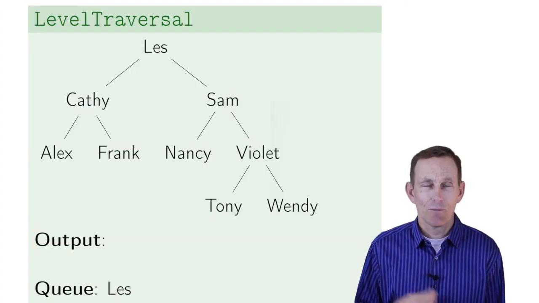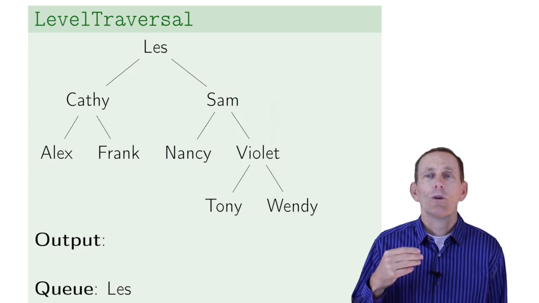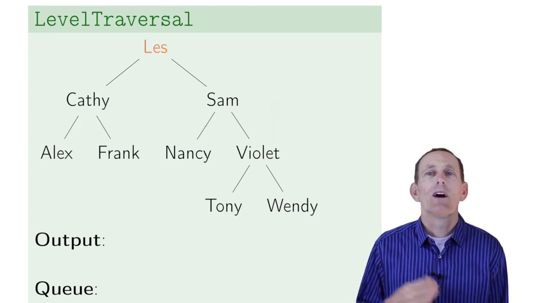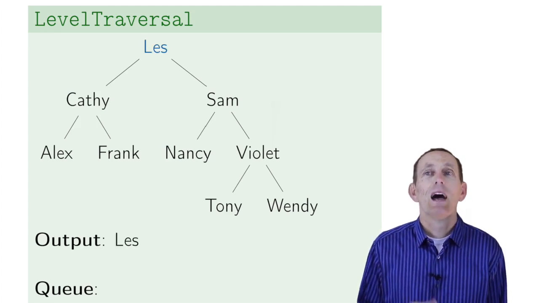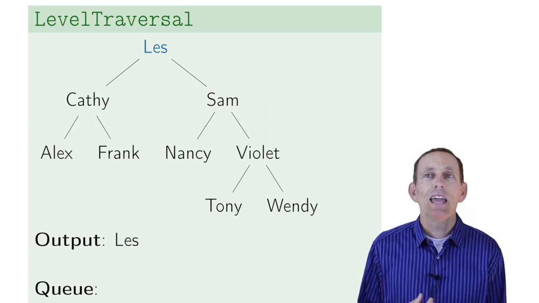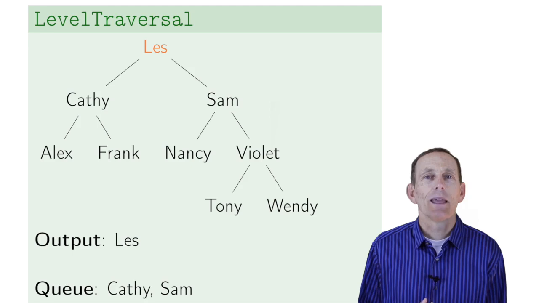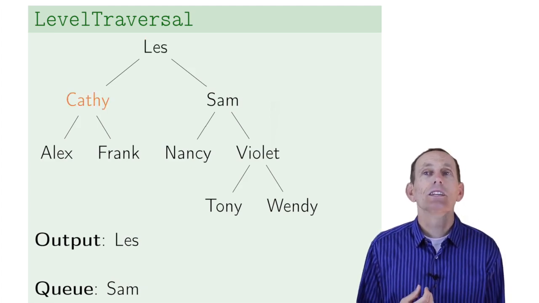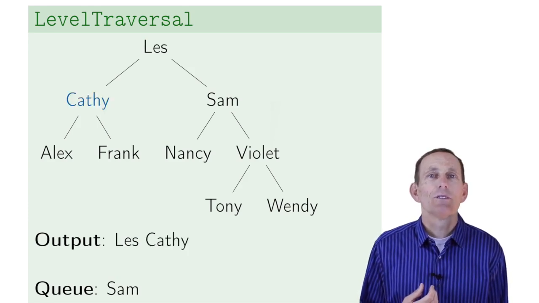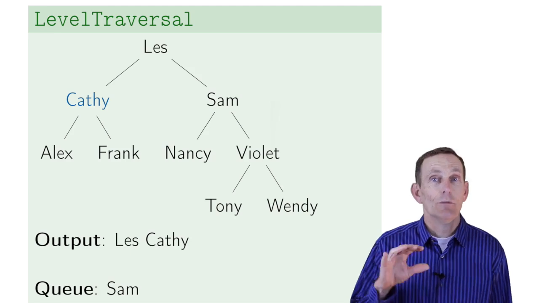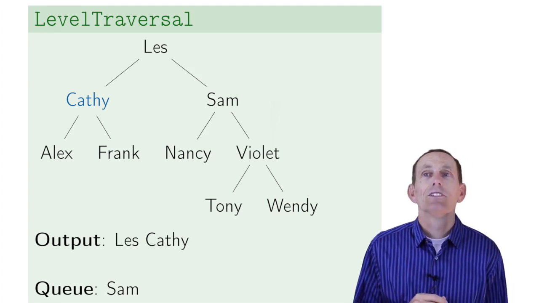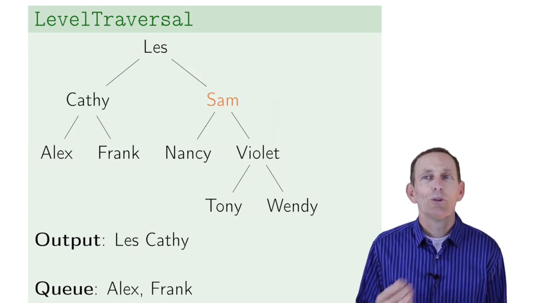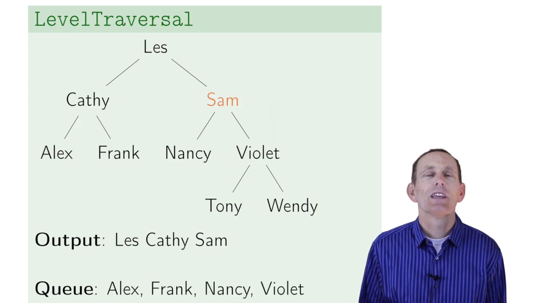See the example here, and we're going to show the queue. So here, let's say we're just before the while loop, the queue contains Les, and we're going to now dequeue Les from the queue, output it by printing it, and then enqueue Les's children, which are Kathy and Sam. Now we visit those in order. So first we're going to dequeue Kathy, print it out, and then enqueue its children. Remember, when we're enqueuing, we go at the end of the line, so Alex and Frank go after Sam. So now we're going to dequeue Sam, print it, and then enqueue its children, Nancy and Violet.